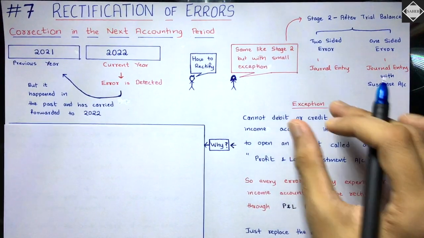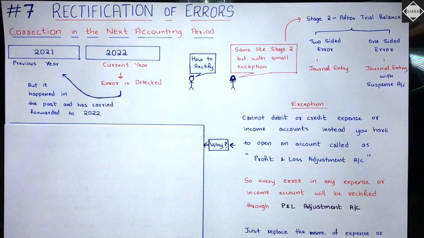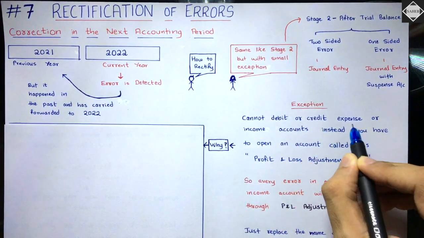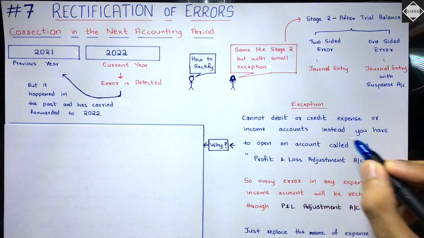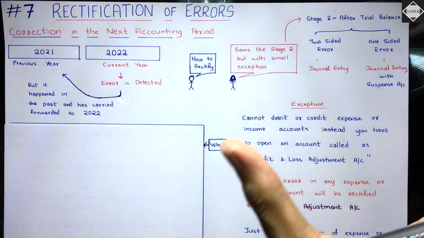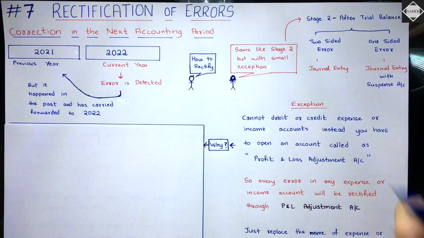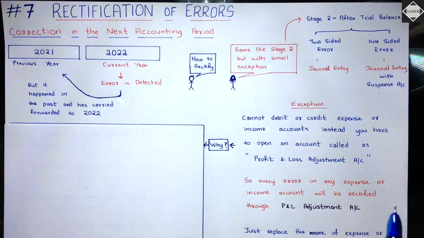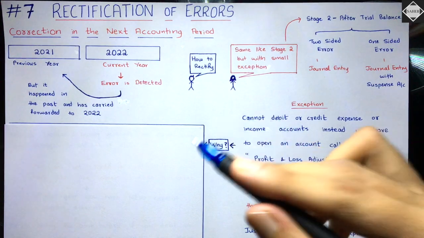The exception is that while passing the rectification journal entries, what you have to keep in your mind is that you cannot debit or credit expense or income accounts. Instead, you will replace the name of expense or income accounts with the profit and loss adjustment account. You will open this new dummy account called the profit and loss adjustment account, and all the rectification of these expense and income accounts will be routed through this.